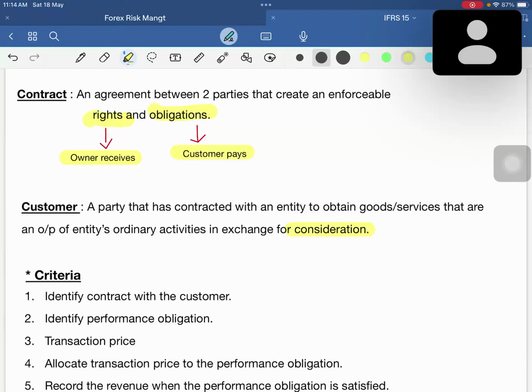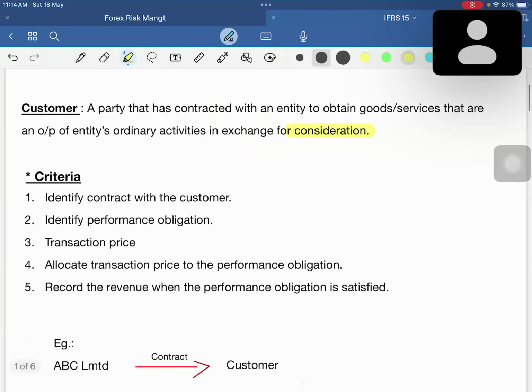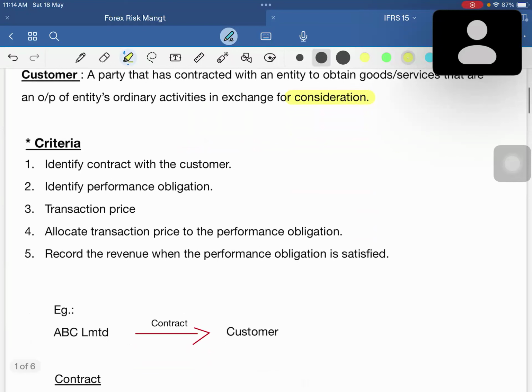So the customer is going to get the goods or services that he has demanded in exchange for the consideration that the company gets. Now, there are certain rules and regulations for every standard. We can't just observe something and say that this is revenue. So before considering anything at all, the first thing we do is make sure everything is according to the criteria of the standard.